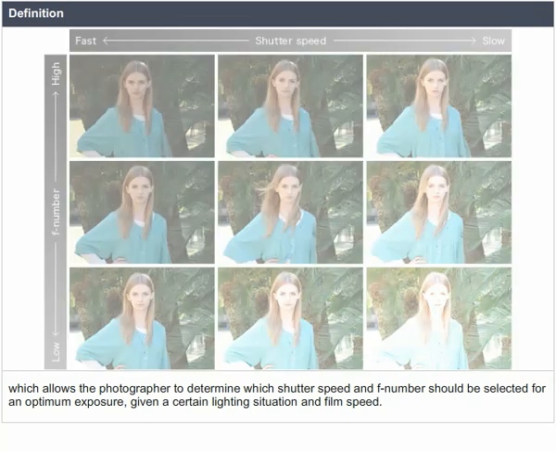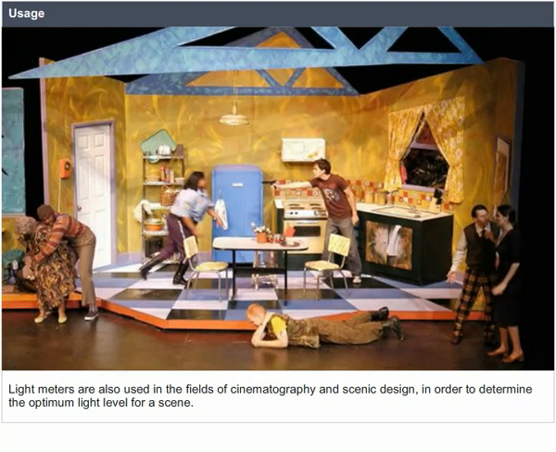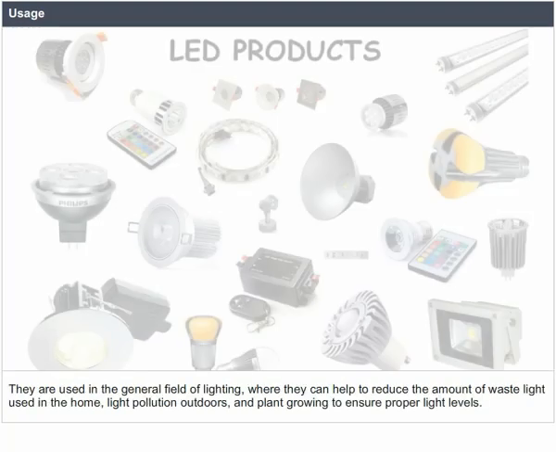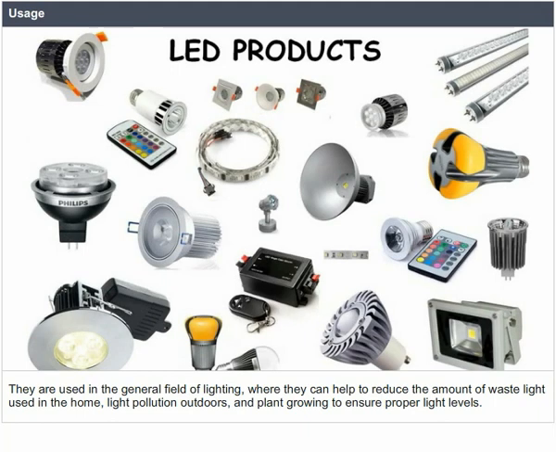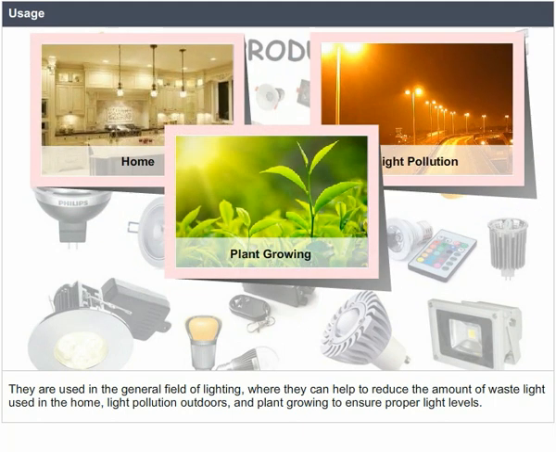Light meters are also used in the fields of cinematography and scenic design in order to determine the optimal light level for a scene. They are used in the general field of lighting, where they can help to reduce the amount of waste light used in the home, light pollution outdoors, and plant growing to ensure proper light levels.